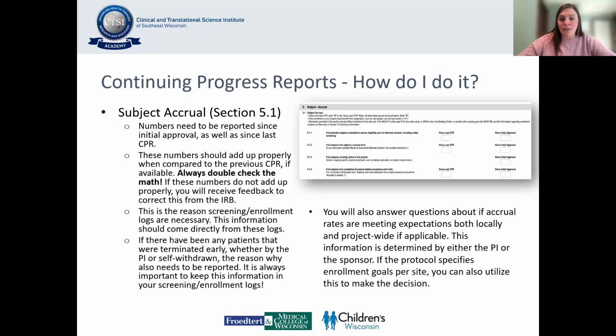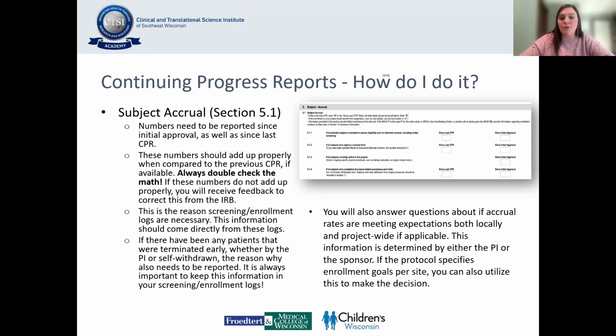If they don't add up properly compared to your previous CPR, then you're going to get feedback from the IRB to correct this. And the IRB can't tell you what to correct it to or correct it for you because as the study team, you're the one with the screening logs and the information. So if, last CPR, you reported that you had 10 patients that you had consented, and now you're saying, okay, I consented 3 this year for a total of 14, they're going to be like, where'd that extra patient come from? So just make sure that your math is correct and that you're reporting accurate information.